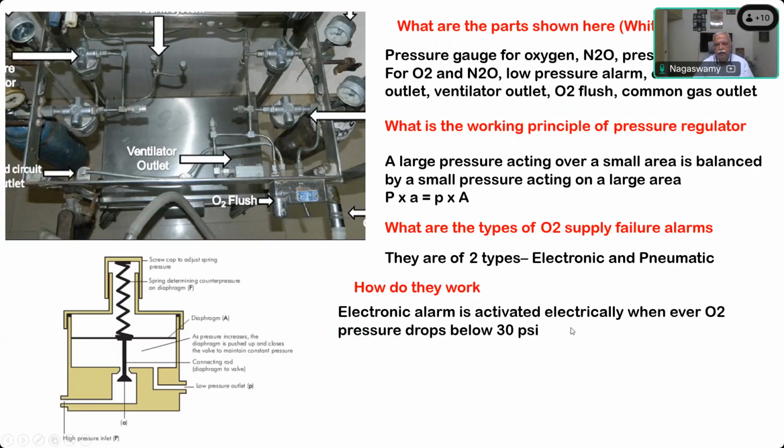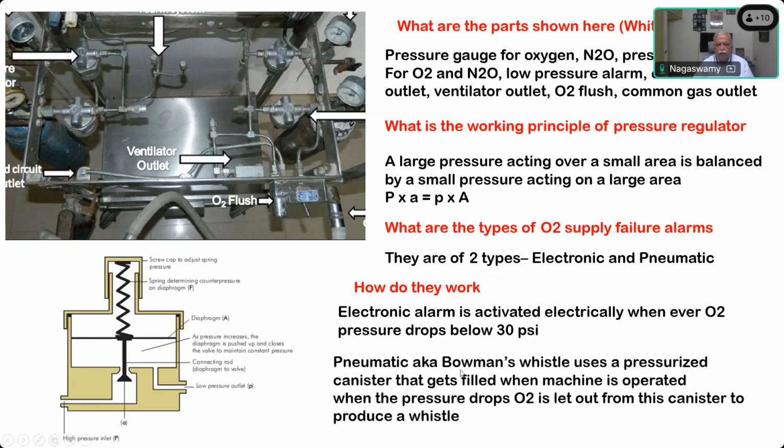Electronic alarm is activated electrically whenever oxygen pressure drops below 30 psi. Okay. Whereas pneumatic, also known as Bowman's whistle, uses a pressurized canister that gets filled when the machine is operated. And when the pressure drops, oxygen is let out from this canister to produce a whistle. So it works.